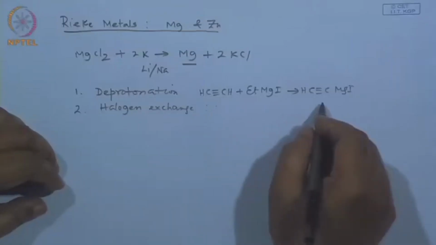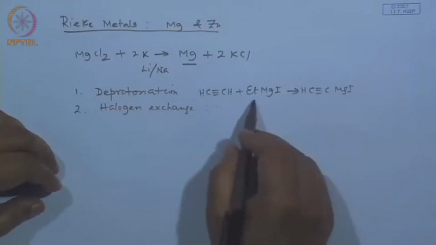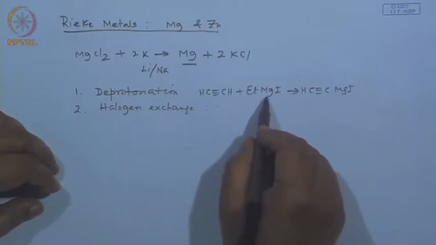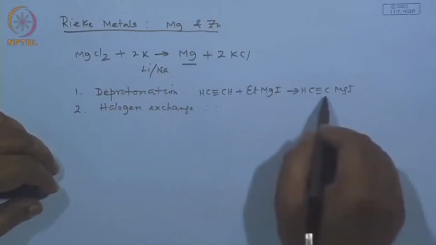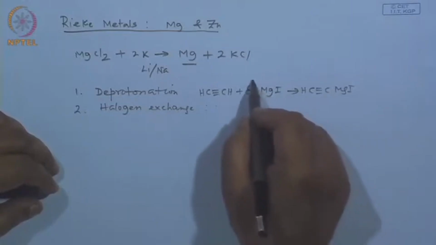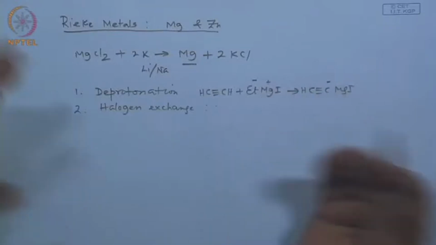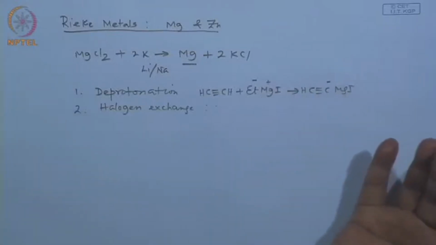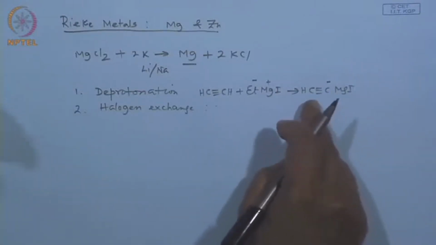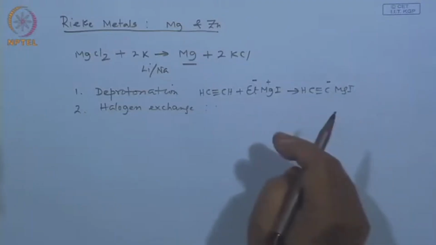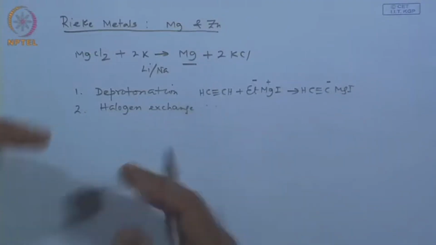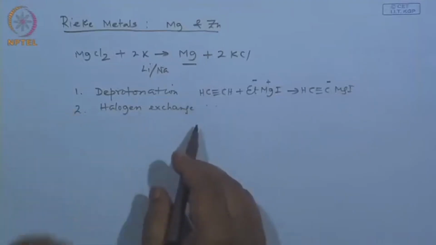Okay. That means the reaction would proceed in the forward direction, provided, like in the previous example, on your left hand side you had ethyl magnesium iodide, and on the right hand side acetylide. Now, if you compare this ethyl minus and acetylene minus, which one is more stable? All of us know the stability goes to acetylene, less basic, less nucleophilic. So, this is the pattern. The halogen exchange would also follow a similar pattern.